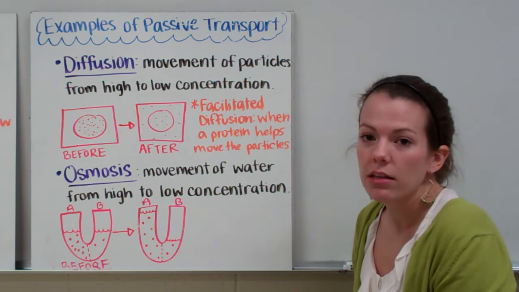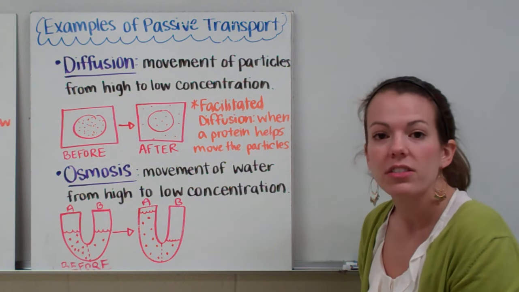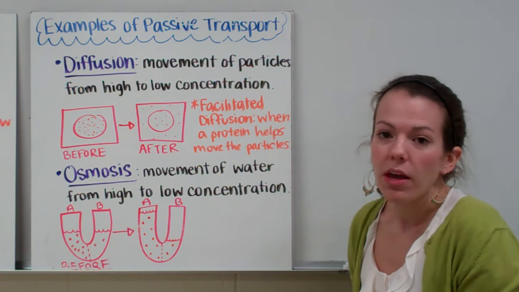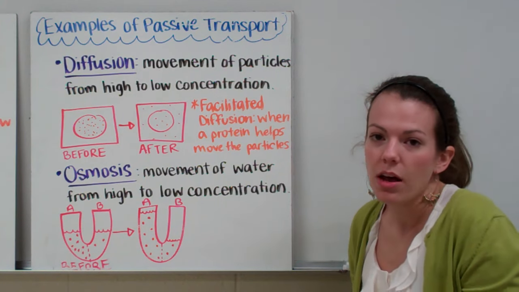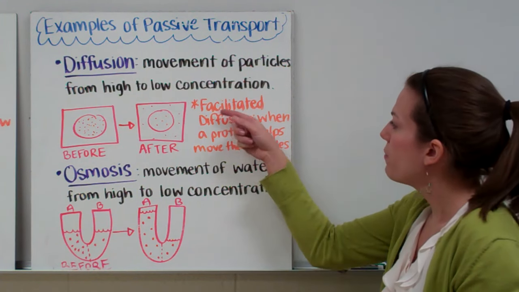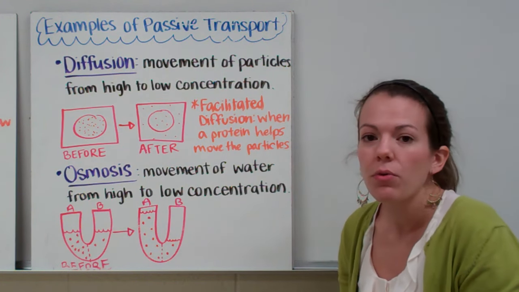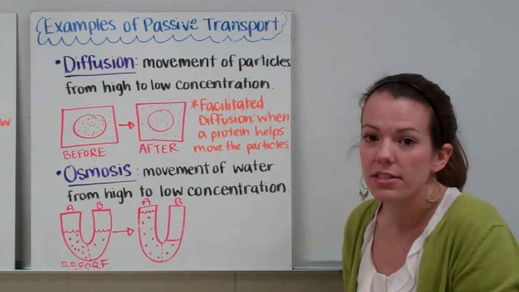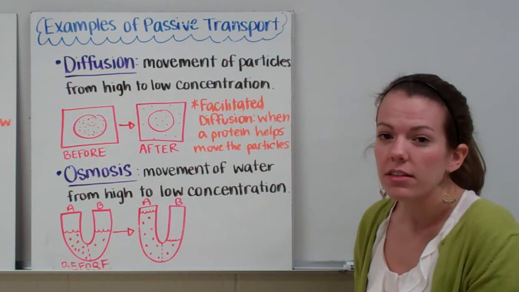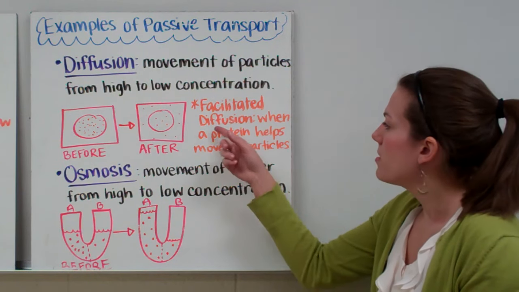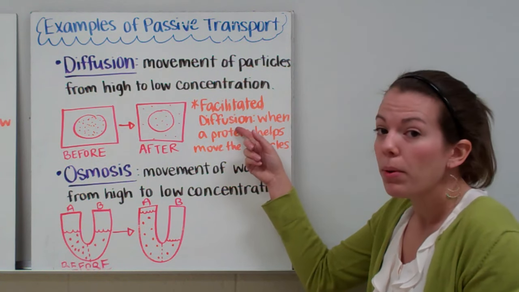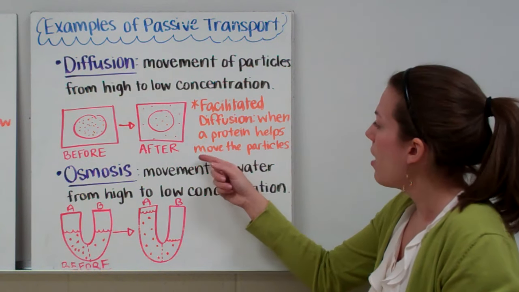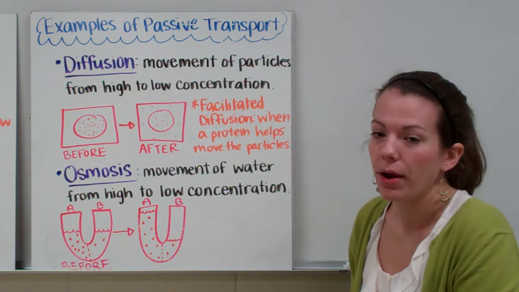There is a special case of diffusion. Sometimes those particles need help to move out of the cell or into the cell. And when we need help, we have to use a protein in the cell membrane to help us move those particles. This is called facilitated diffusion. If you were in elementary school and had a teacher's aide, you might have called that teacher's aide or that teacher's assistant a facilitator. Facilitator means to help. So literally this means diffusion that uses a helper protein or a facilitator. So facilitated diffusion is when a protein helps move the particles across the cell membrane.